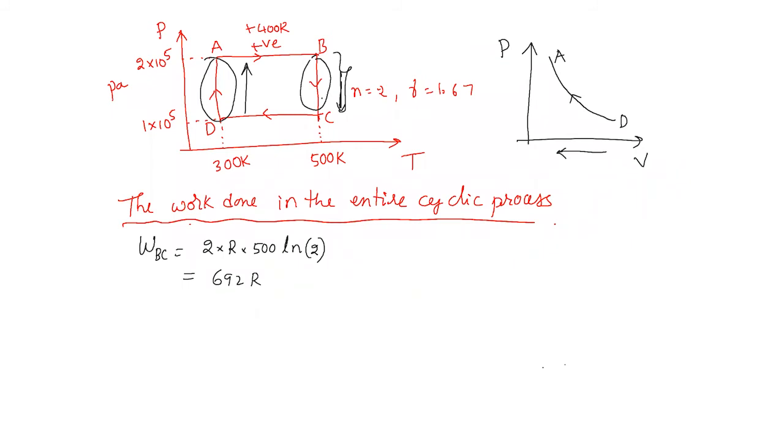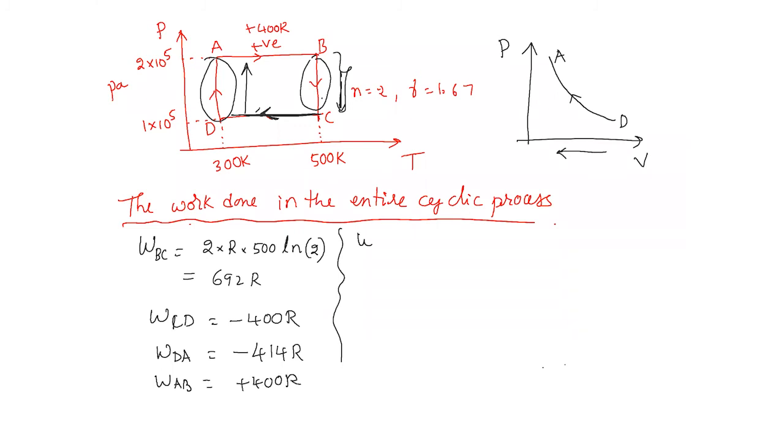What is the work done in the process C to D? Tell me, children. It is an isobaric process. Same thing you'll get. So work done in the process C to D is minus 400 R. Why minus 400 R? Volume is decreasing. At constant pressure, when temperature is decreasing, volume also decreases. What is the work done from D to A? Already we have calculated: minus 414 R. And the work done in the process A to B is plus 400 R.